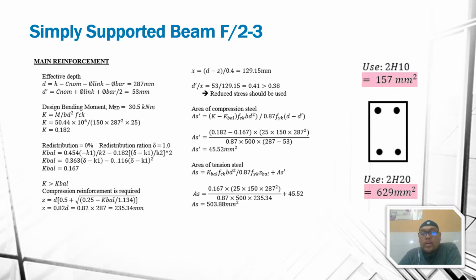For the main reinforcement, I calculate the value of K, which is 0.182, greater than K balance. So this means compression reinforcement is required. I calculate the area of compression steel and get 45.52 millimeter square. And the area of tension steel, using the formula, I get 503.88 millimeter square. This is all the required, and for the provided I use 157 millimeter square for 2H10 and 629 millimeter square for 2H20.